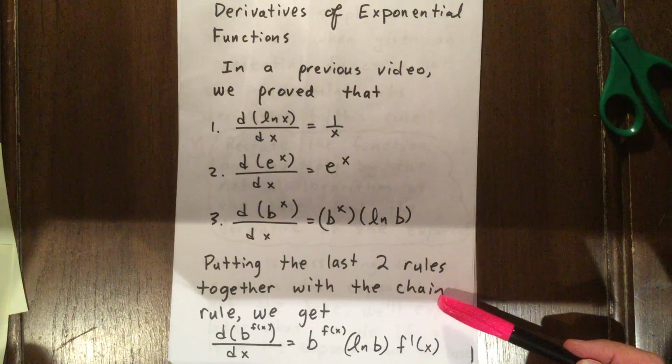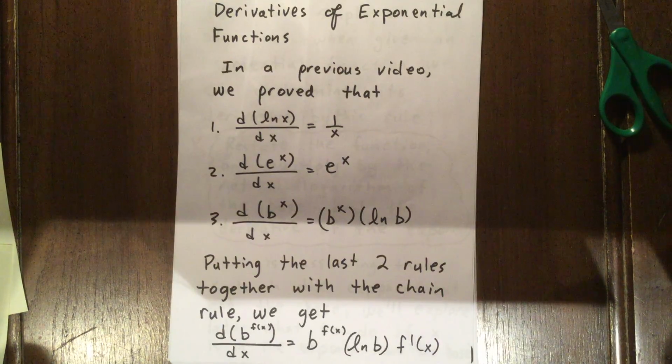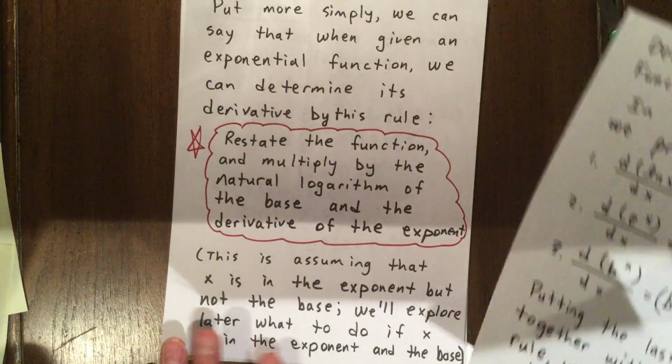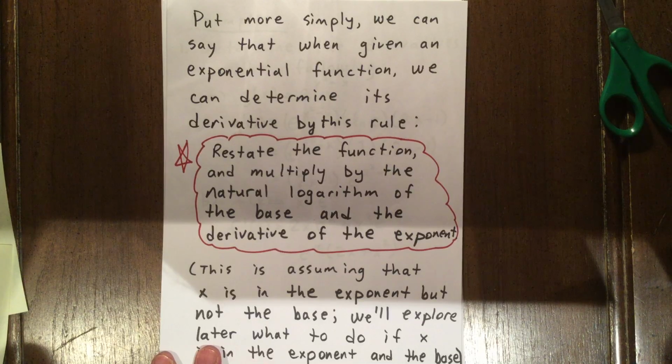Now, putting the last two rules together with the chain rule, we get this rule. The derivative of b to the f of x with respect to x is b to the f of x times the natural logarithm of b times f prime of x. To put that more simply, when given an exponential function, we can determine its derivative by this rule.